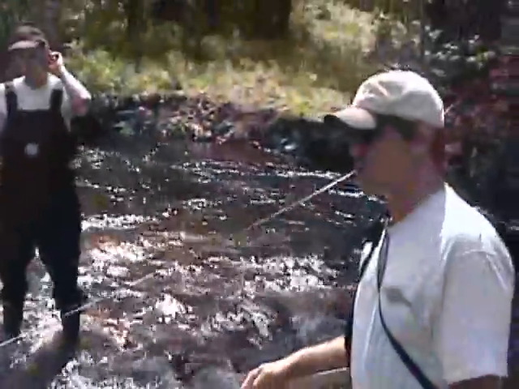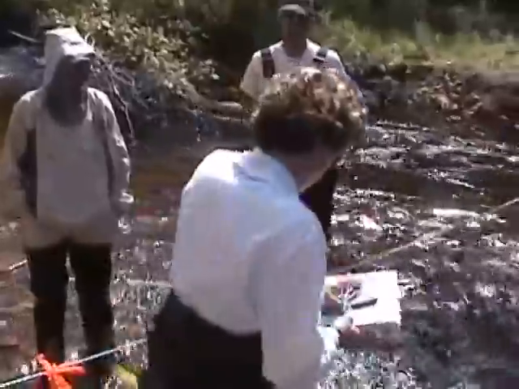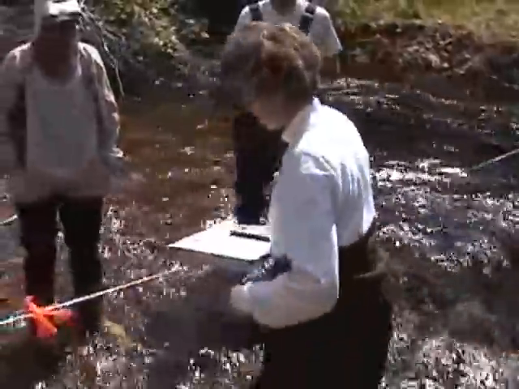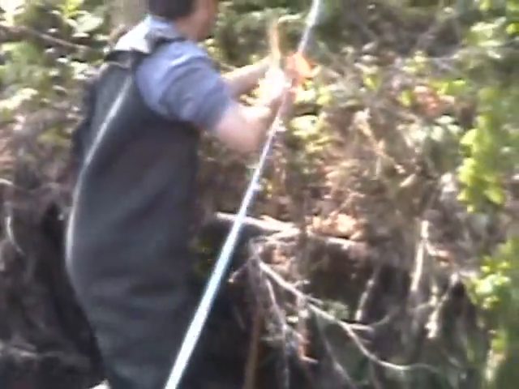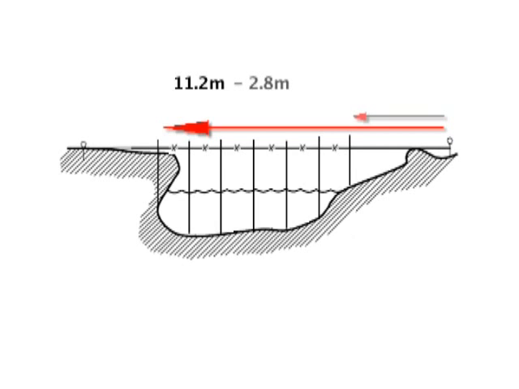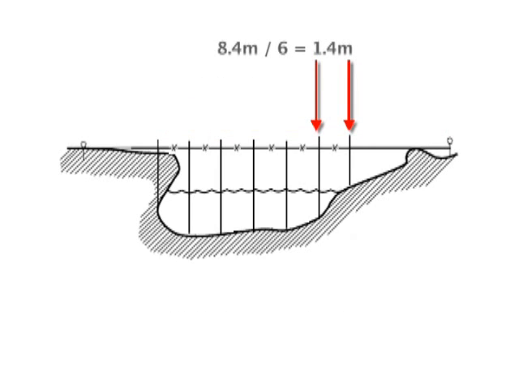Now Barb's going to be the recorder. She's like the coach. She's going to tell her staff what she wants them to do. So the first thing she's going to do is say, okay, what's the active channel start point? And he's trying to figure out how far it's going underneath. He's adding that to the edge of the tape here to find out how far the active channel goes in. 11.2. She just subtracts the two. You get 8.4, the active channel width. So use that now to calculate the spacing. 1.4 meters. She's divided it by 6, she's got 1.4.